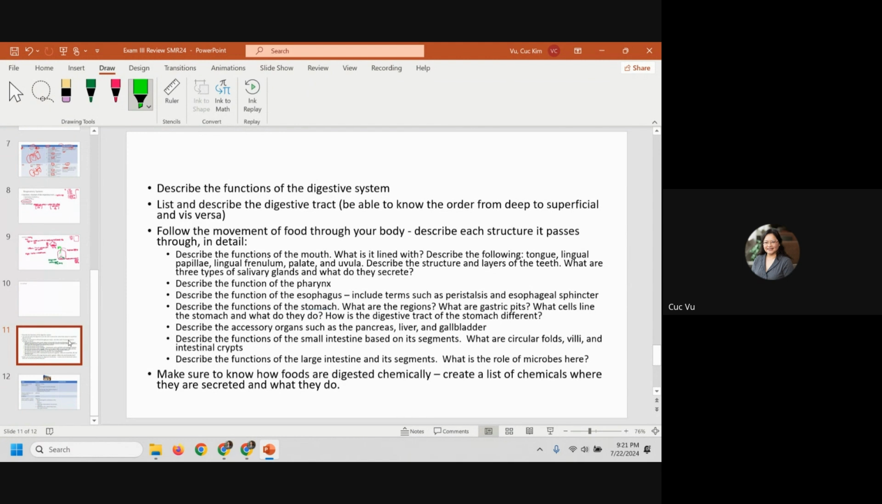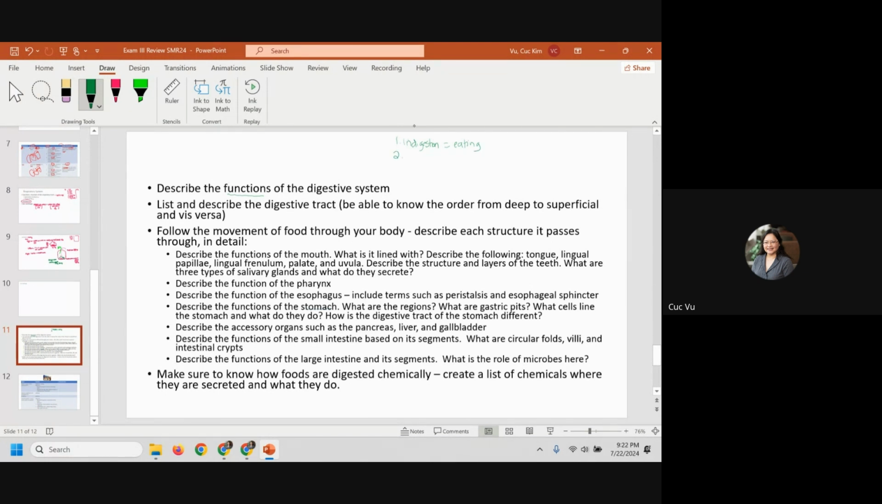Okay. So for the digestive system, you want to be able to describe the function. So what are the functions of the digestive system? Ingestion, digestion, absorption, compaction, and defecation. Perfect. Let's start with ingestion. What's ingestion? Eating. Yeah, that's my favorite part of living, eating.